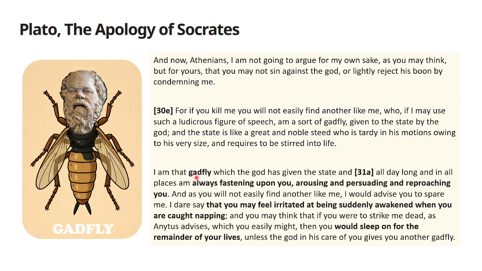A gadfly is a type of annoying fly that would bite at cattle and was really, really irritating, and everybody knew what a gadfly was. And so he says, look, I know that I'm annoying. I know that when I'm in the marketplace and somebody's trying to give a political speech to get you to vote for them, and I pipe up and point out that what they're saying doesn't make any sense, it's really annoying. It seems like I've always got something to complain about, no matter what you say.